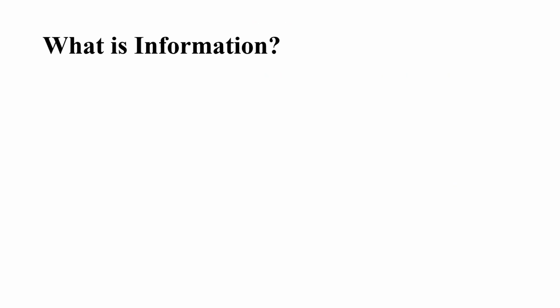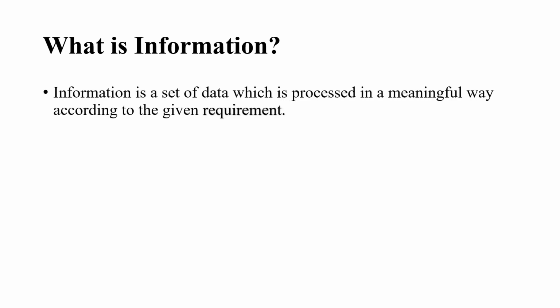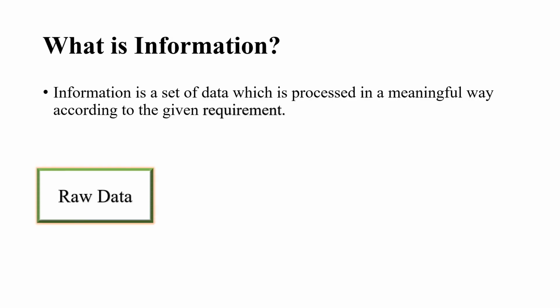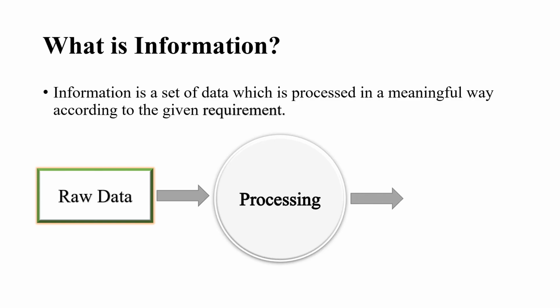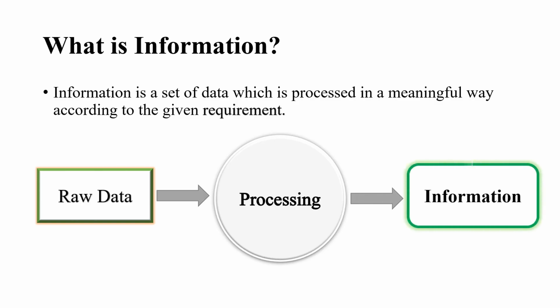Now it's time to learn what is information. Information is a set of data which is processed in a meaningful way according to the given requirement. Information is processed, structured, or presented in a given context to make it meaningful and useful. The function of a computer is to process the data. This processed data will give us information, and that information will help us to build our knowledge.